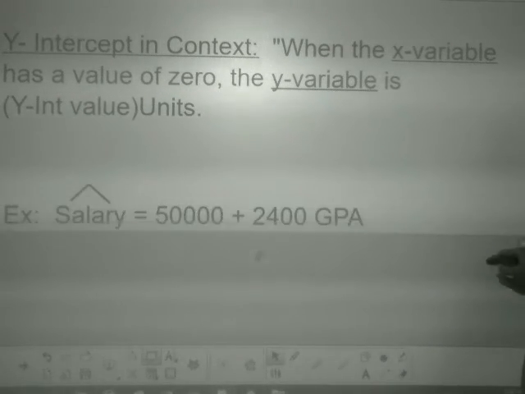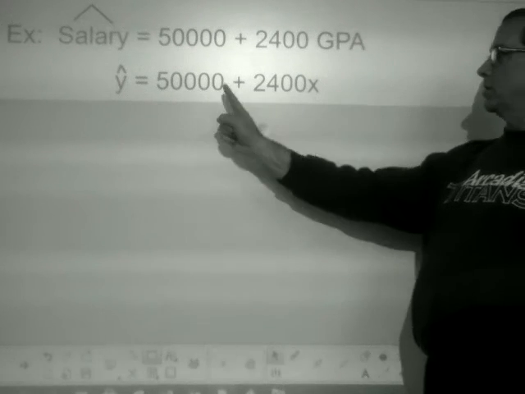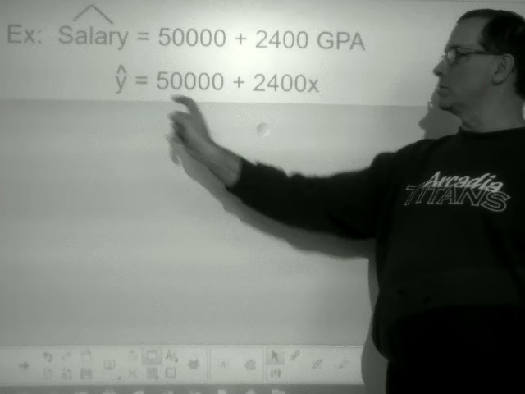So let's take a look back at our salary problem again. Okay, so here's our problem. Again, the slope is next to the x, and the y-intercept is the 50,000.